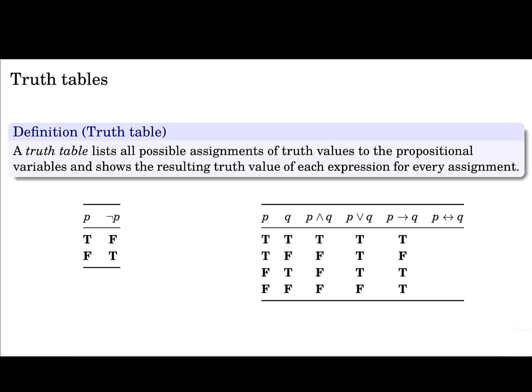And finally, here we have the biconditional. And we saw that the biconditional was true only when both P and Q had the same truth value. So when P and Q are both true, this is true. When P and Q are both false, it's also true. And now when they have different values, so P is true and Q is false, or for example, P is false and Q is true, then they will both be false.